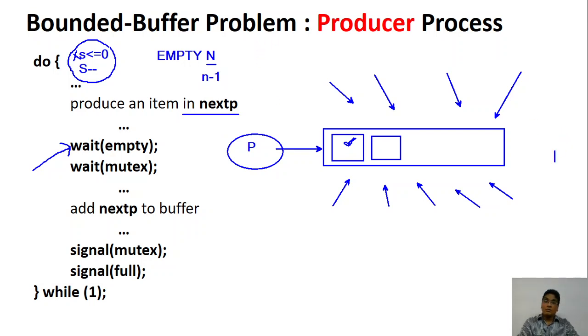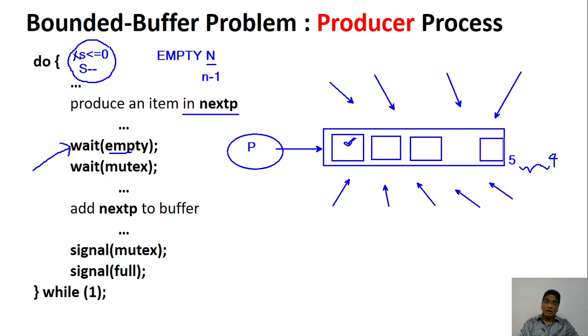Suppose n equals 5, suppose there are 5 elements. When you call wait on empty, what will be the value of n? The n value will be 4, because s minus minus will reduce the value by 1. That is what is going to happen. What is the logical significance of this? If you are able to reduce the number from 5 to 4, that means there is one empty slot available. There is an empty slot, that is why you are able to do it.